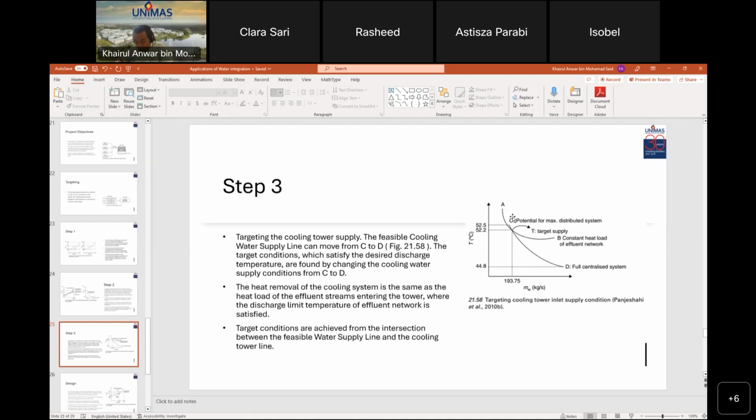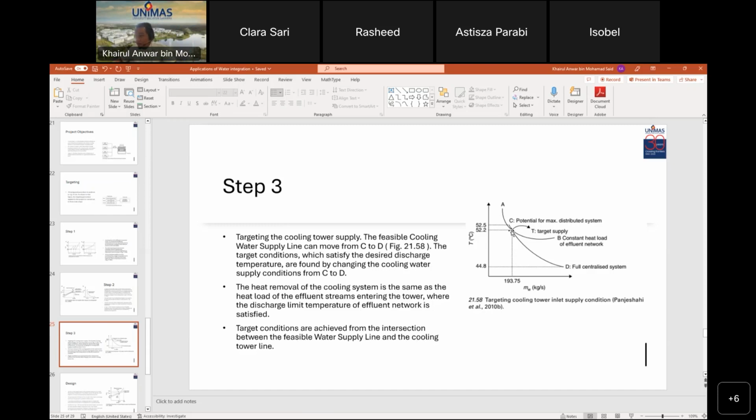The target condition, which specifies the desired discharge temperature, is found by changing the cooling water supply condition from C to D. So targeting the cooling tower supply, the feasible cooling water supply line can move from C to D. Then the heat removal of the cooling system is the same as the heat load of the effluent stream entering the tower where the discharge limit temperature of the effluent network is satisfied. The target connection is achieved from the intersection between the feasible water supply line and the cooling tower supply line.